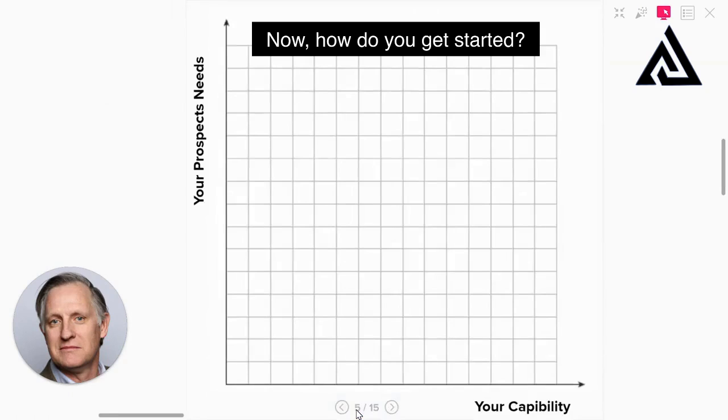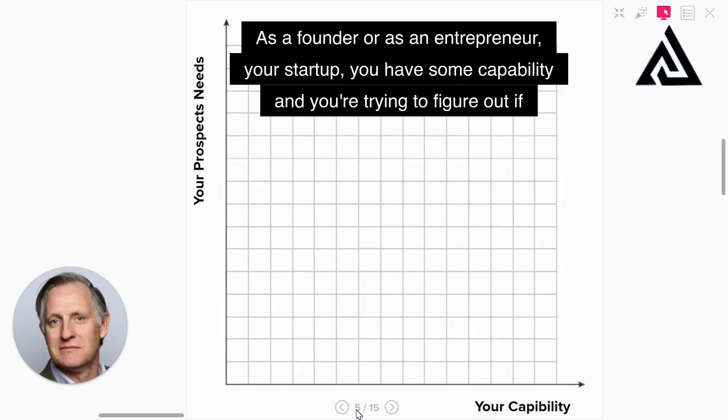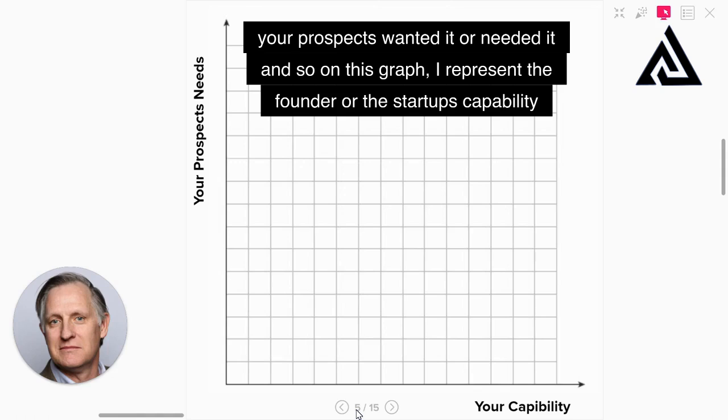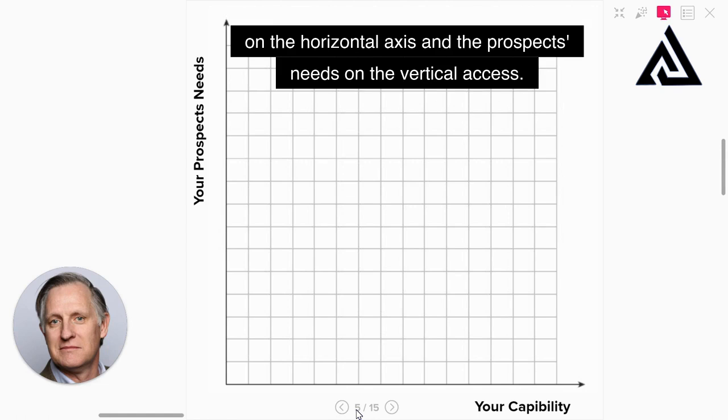Now, how do you get started? As a founder or as an entrepreneur, your startup, you have some capability, and you're trying to figure out if your prospects want it or need it. And so on this graph, I represent the founder or the startup's capability on the horizontal axis and the prospect's needs on the vertical axis.